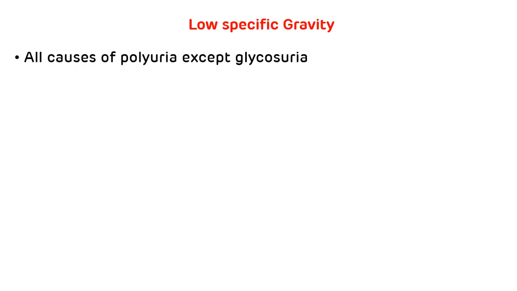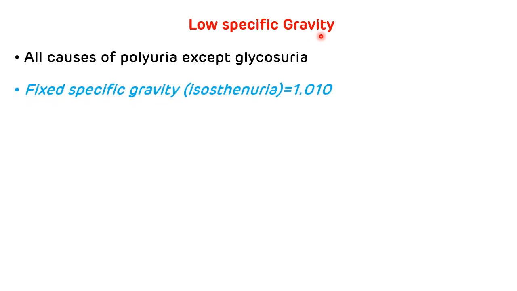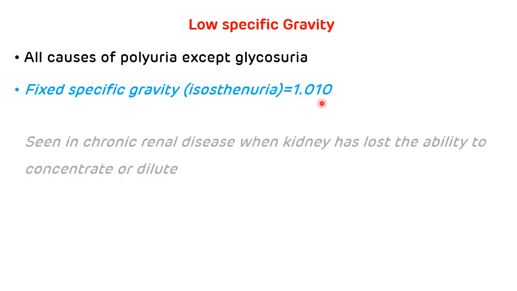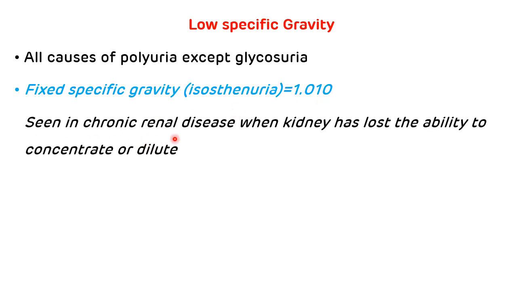Now, low specific gravity. All causes of polyuria except glycosuria cause low specific gravity. And fixed specific gravity, in which the urine's specific gravity is fixed at 1.010, occurs in chronic renal diseases when the kidney has lost the ability to concentrate or dilute. So that is about low specific gravity and fixed specific gravity.